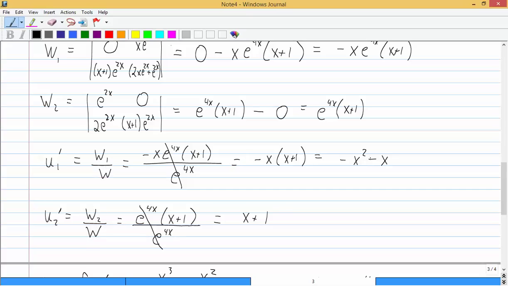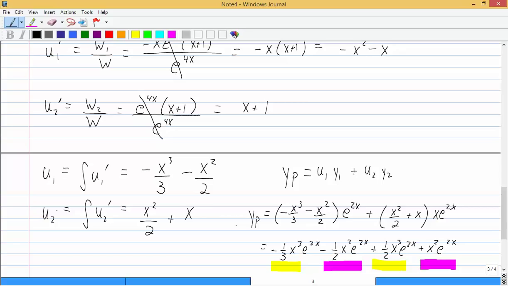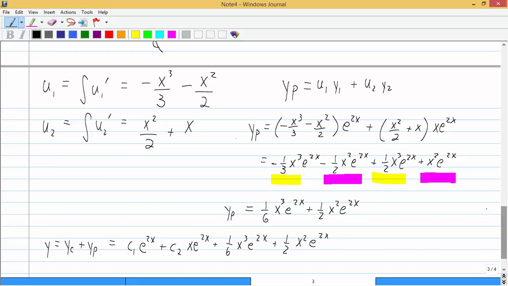You figure those two answers out. Some stuff is going to cancel out. And then we integrate each one of these and get u sub 1 and u sub 2. Once you find u sub 1 and u sub 2, your trial particular solution, or y sub p, is equal to u sub 1 times y sub 1 plus u sub 2 times y sub 2. Multiply everything out, combine like terms, and that's your y sub p. That's your particular solution. Your solution is equal to the sum of your complementary solution plus your particular solution. So there's our answer right there.